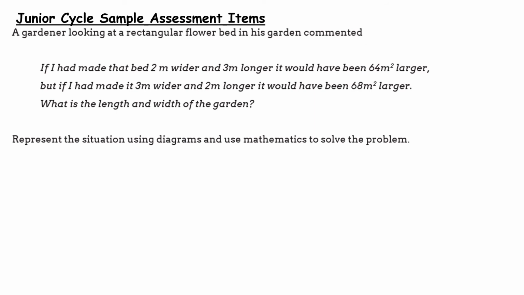So this is a question from the 2020 Junior Cycle Sample Assessment Items. A gardener, looking at a rectangular flower bed in his garden, commented, "If I made that bed 2 meters wider and 3 meters longer, it would have been 64 meters squared larger. But if I made it 3 meters wider and 2 meters longer, it would have been 68 meters squared larger. What is the length and width?"